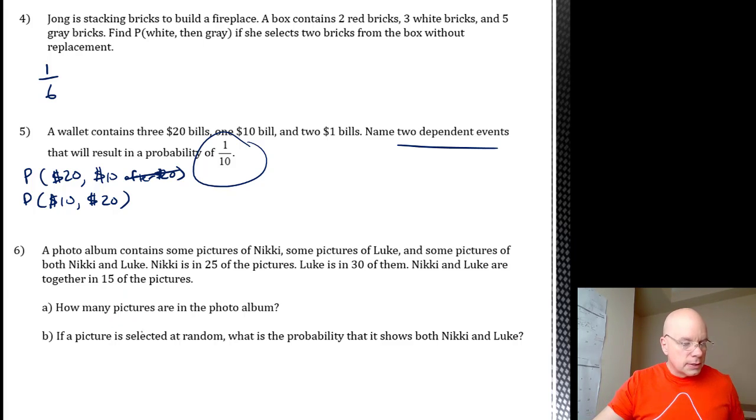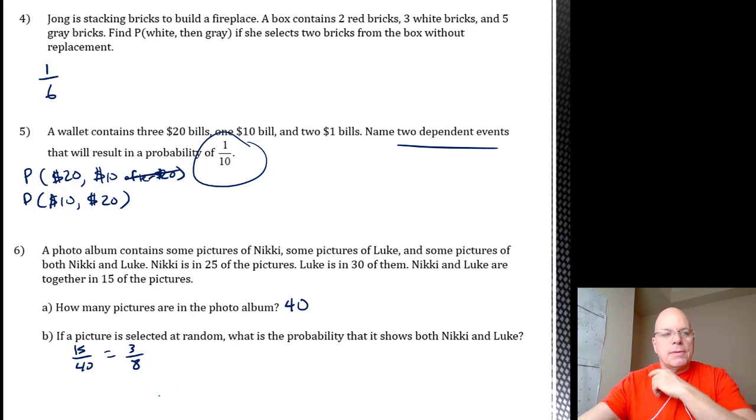Number 6, how many pictures are in the photo album? 40. If a picture is selected at random, what is the probability that it shows both Nikki and Luke? It's 15/40, which simplifies to 3/8. Now I'm going to go over these three so you can get whichever one that you might need help with.